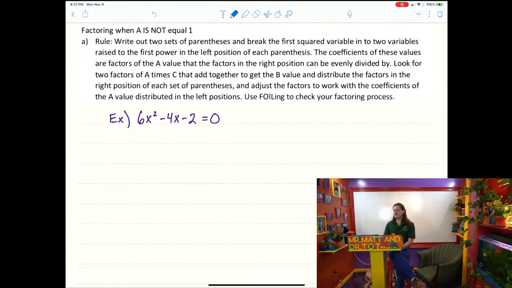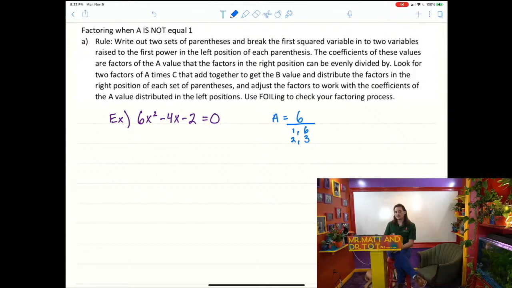So let's look at this guy, 6x squared minus 4x minus 2 is equal to 0. So first of all, I'm going to examine two things. I'm going to get a list of factors of a. a is 6, so my factors are 1 and 6, 2 and 3. Notice that my bottom pair of factors are consecutive, so I know I have all the factors there.